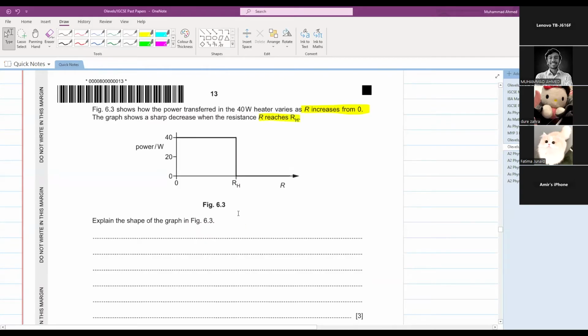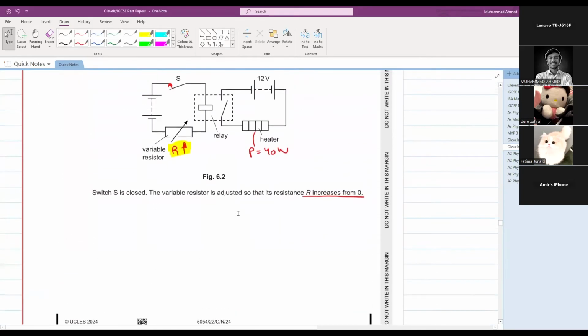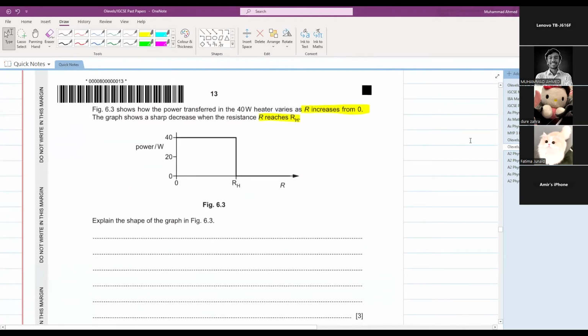Okay, what is happening? You keep on increasing the resistance of the variable resistor. And when the resistance of the variable resistor equals the resistance of the heater, the power declines sharply to 0. Later you can ask your question in the chat if you have any. Explain the shape of the graph in figure 6.3. You have to explain the shape of this graph in figure 6.3.